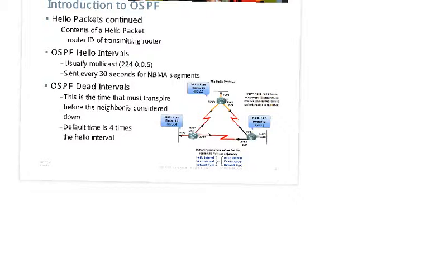For the case of non-broadcast multi-access, the interval is 30. So what is that non-broadcast? How come it's multi-access but it's not broadcast?